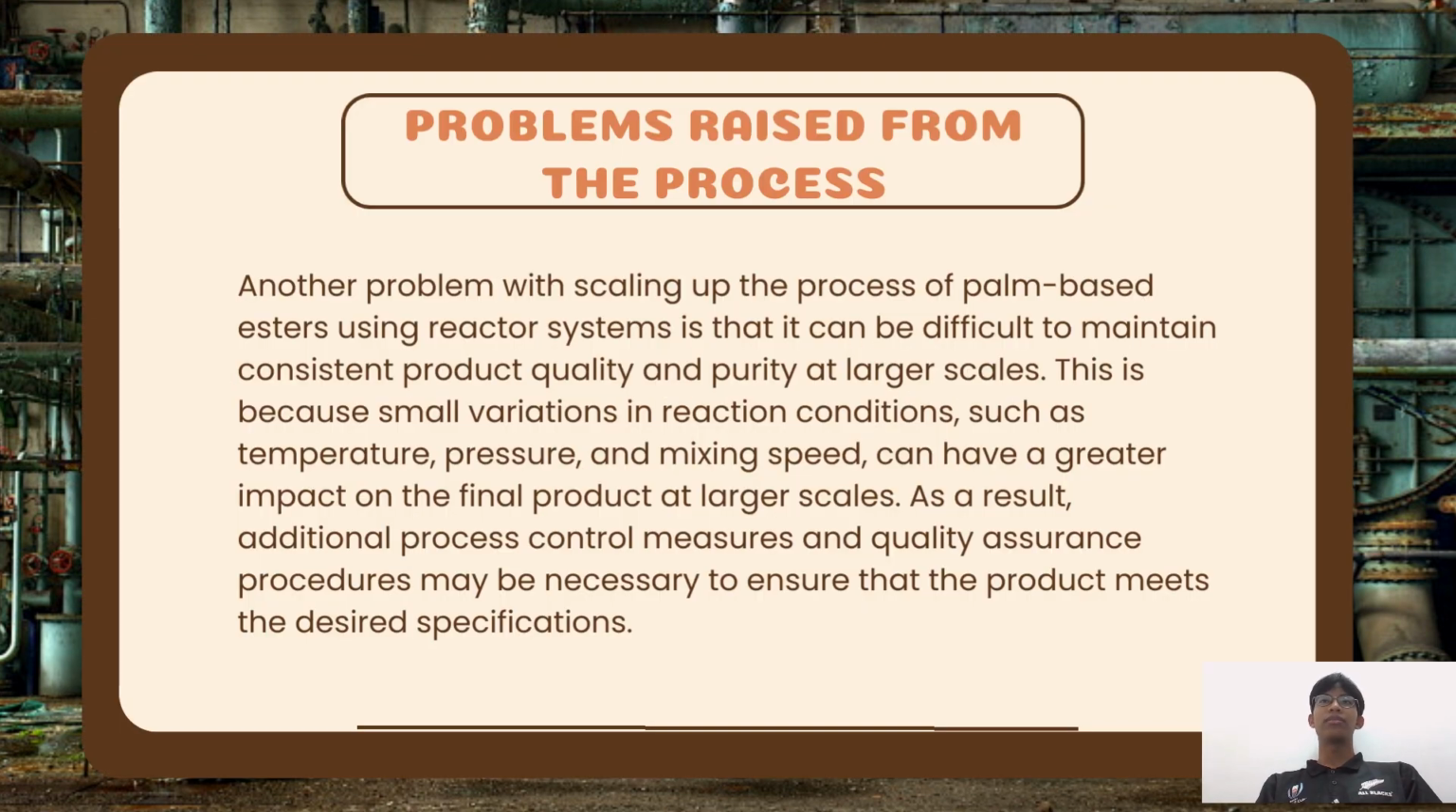Okay, next is the problems raised from the process. As we know, there might be some problems in scaling up the process of palm-based esters using a reactor system. It can be difficult to maintain consistent product quality and purity at larger scales. This is because small variations in reaction conditions, such as temperature, pressure, and mixing speed, can have a greater impact on the final product at larger scales. As a result, additional process control measures and quality assurance procedures may be necessary to ensure that the product meets the desired specification.